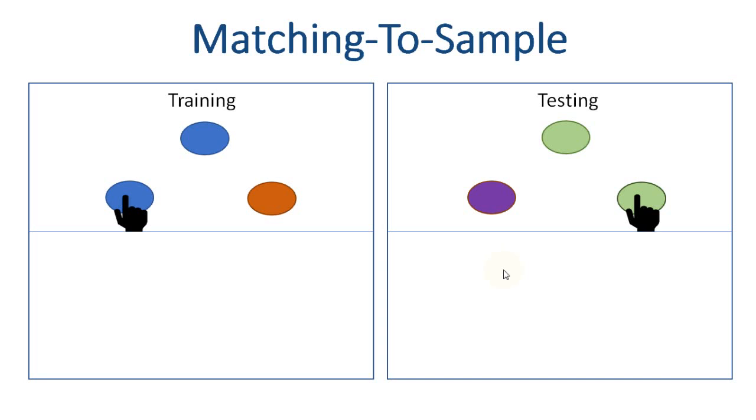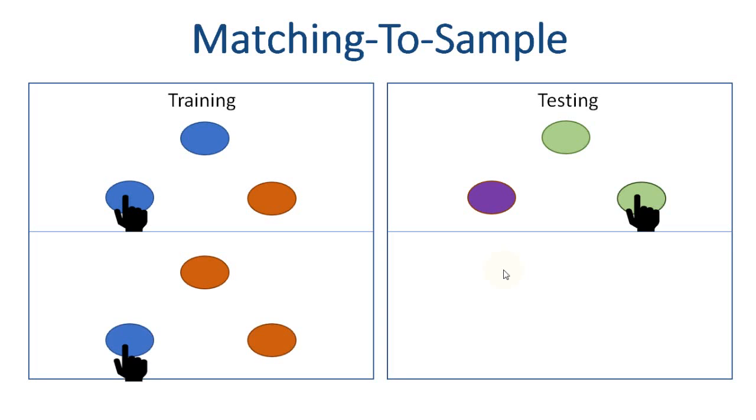So in other words, it's almost as if the rule of choosing the stimulus that is similar to the sample stimulus has been transferred from the training context to a testing context. The rule being abstracted here, so to speak, is choose the one that matches the color.